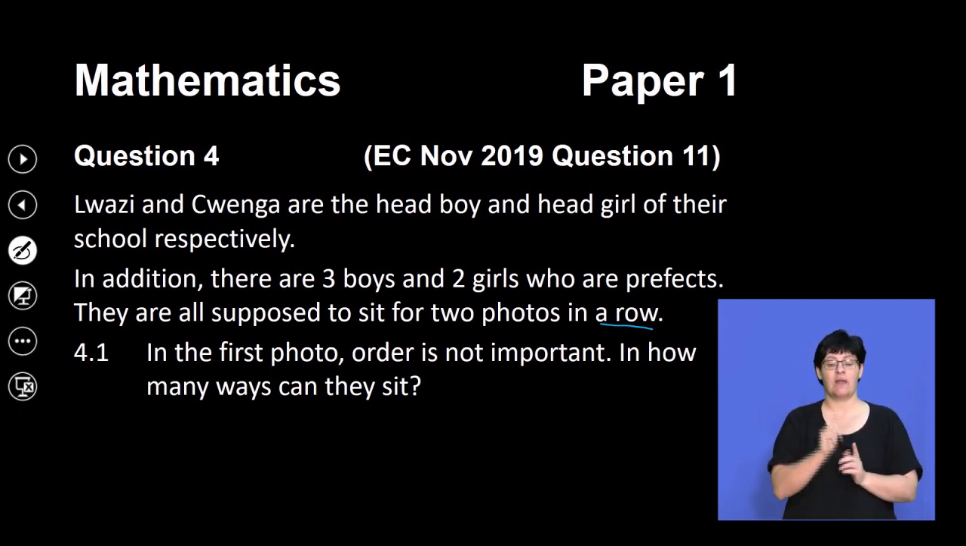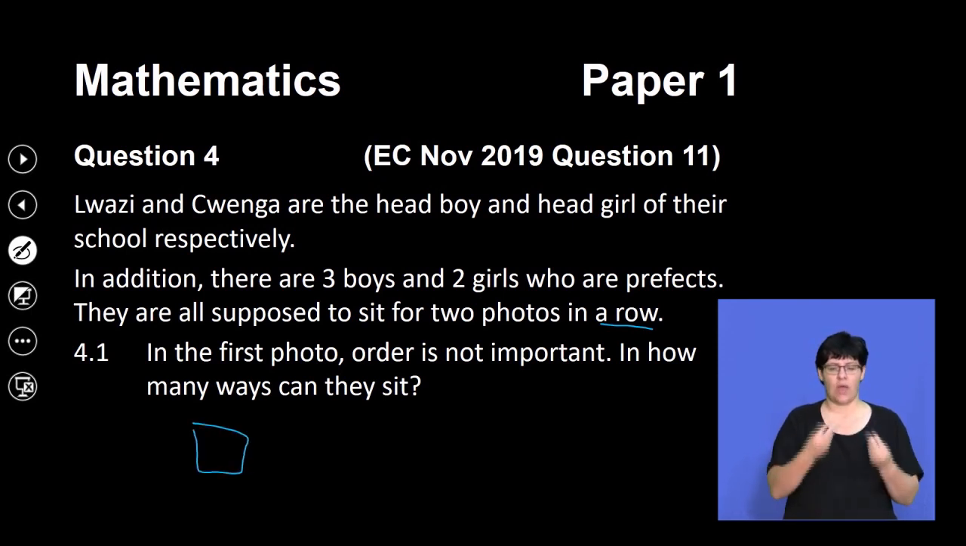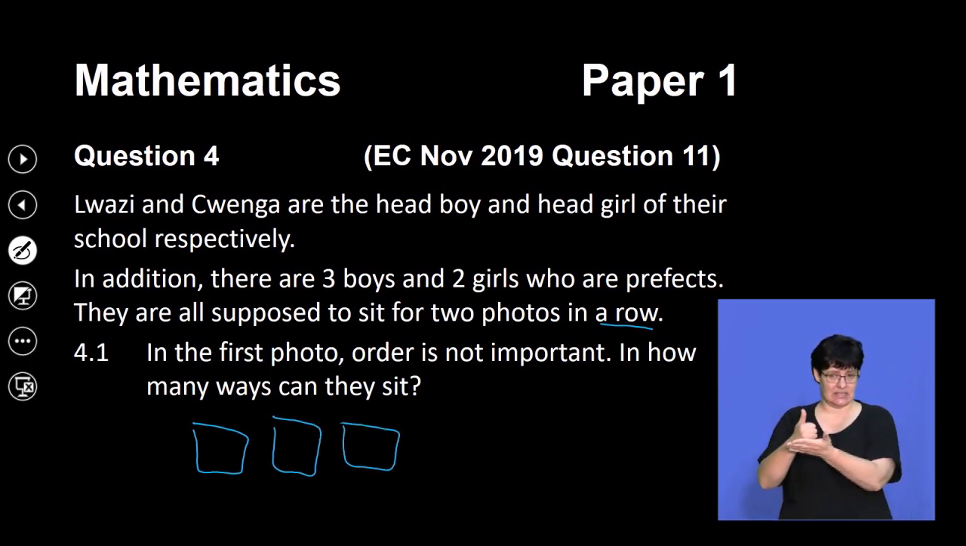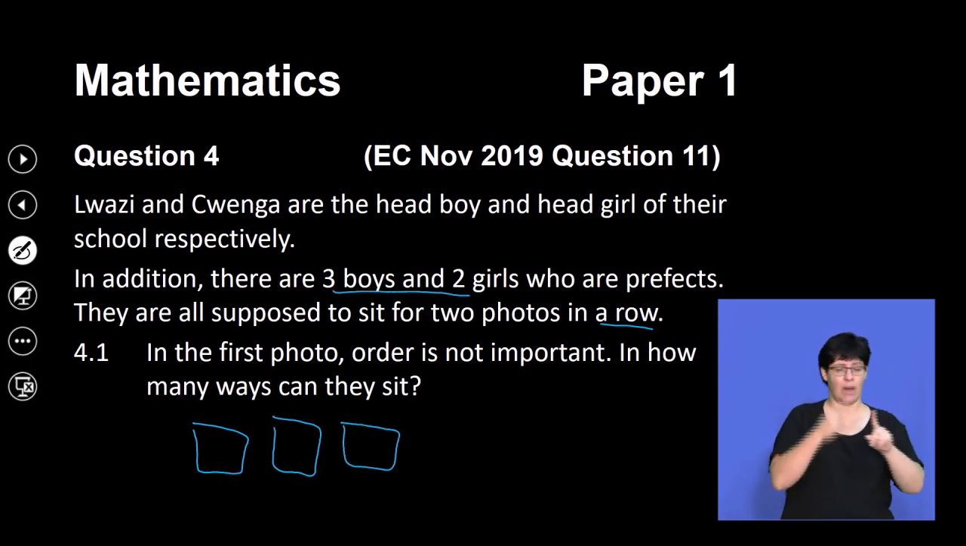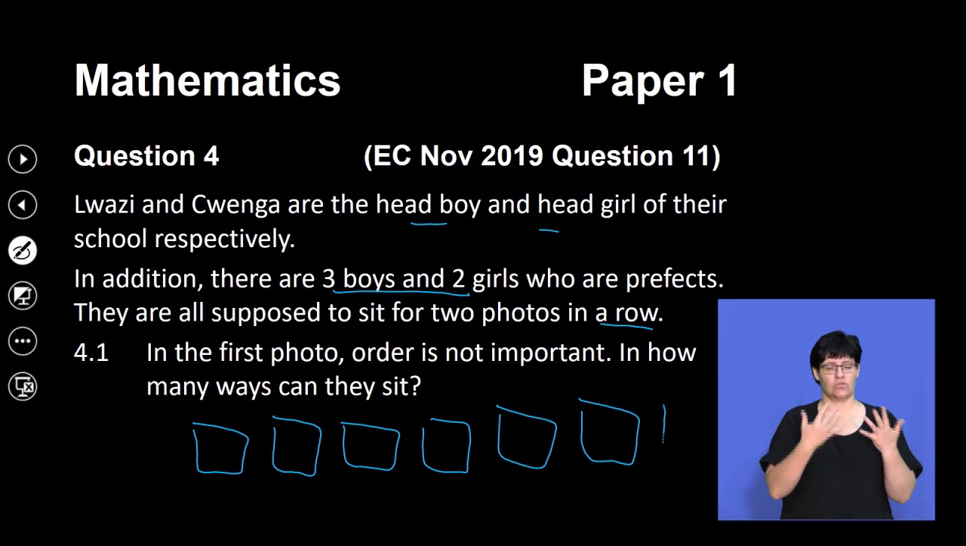All right, so the first question. In the first photo, the order of how they sit is not important. In how many ways can they sit for this photo? Okay, so we have 7 seats in a row. We have these 5 plus the head boy and the head girl. That's 1, 2, 3, 4, 5, 6, 7.